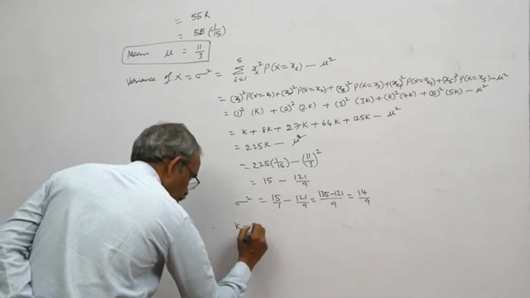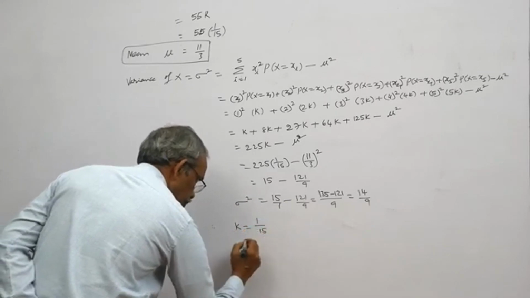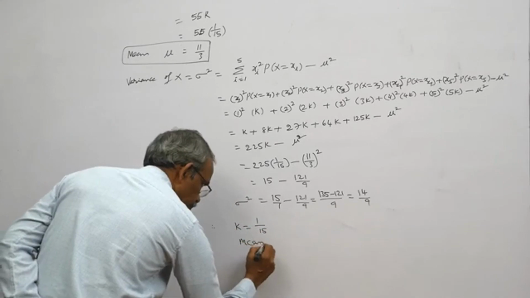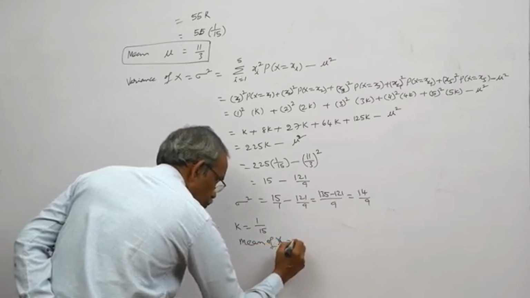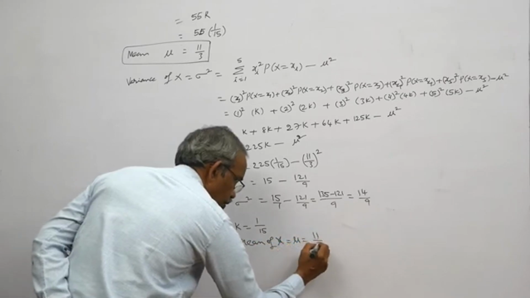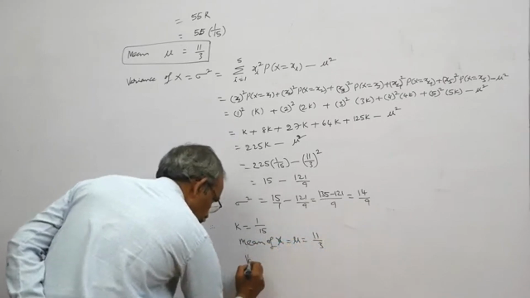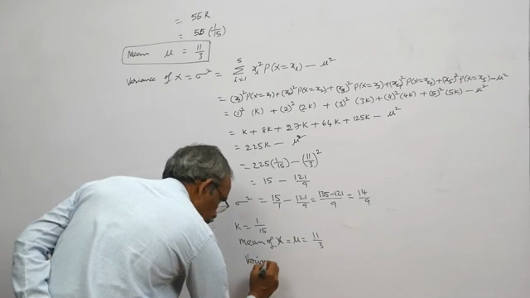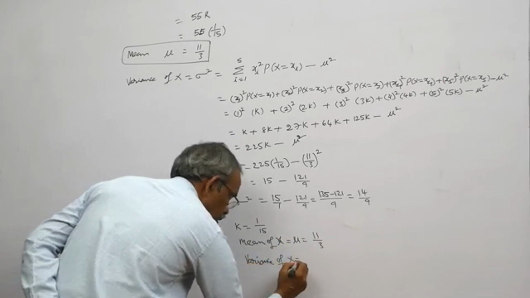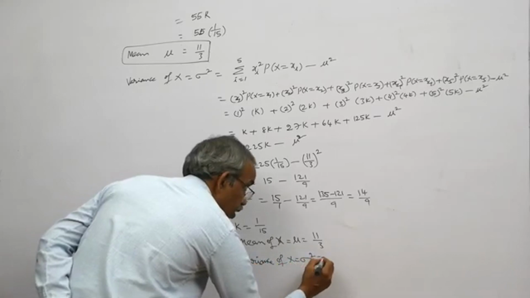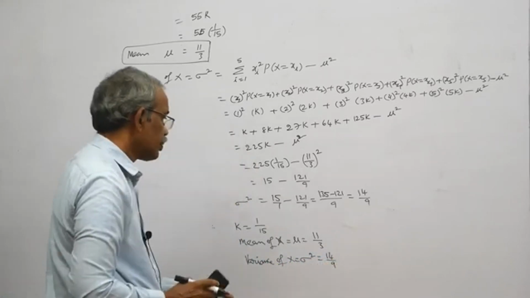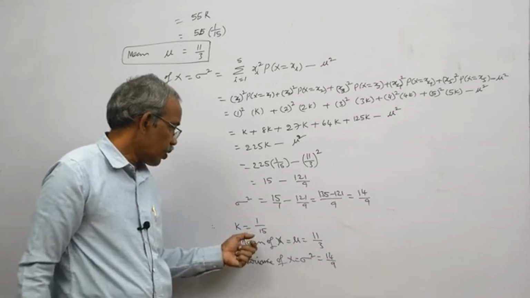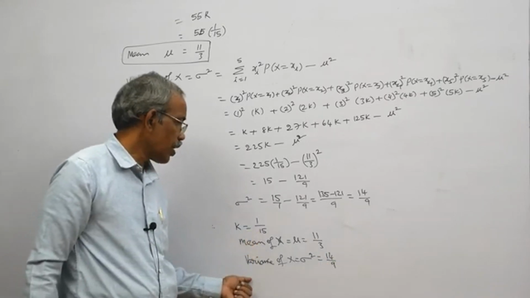Therefore, finally k is equal to 1 by 15. Mean of x, mu, is equal to 11 by 3. Final value, variance of x, sigma square, is equal to 14 by 9. These are the required values: k, mean of x and variance of x.